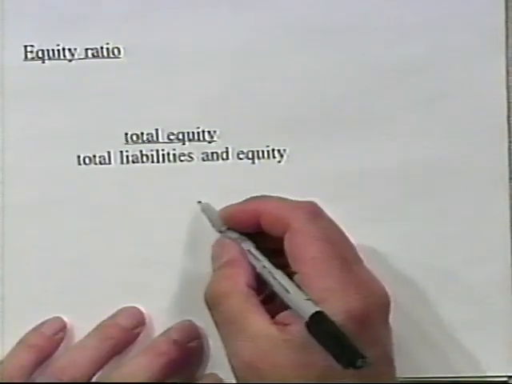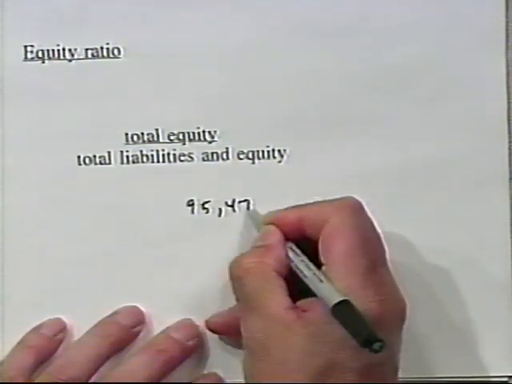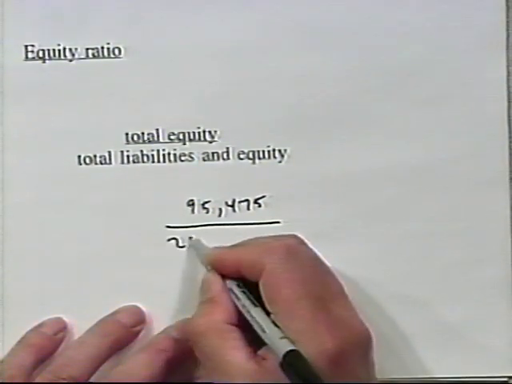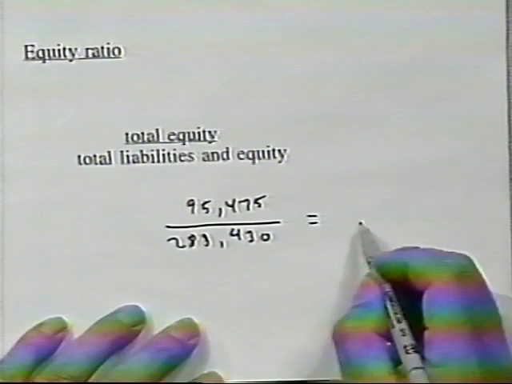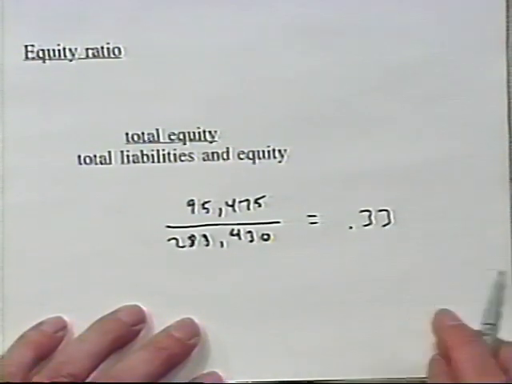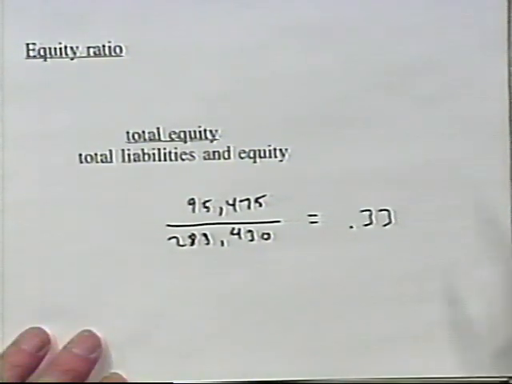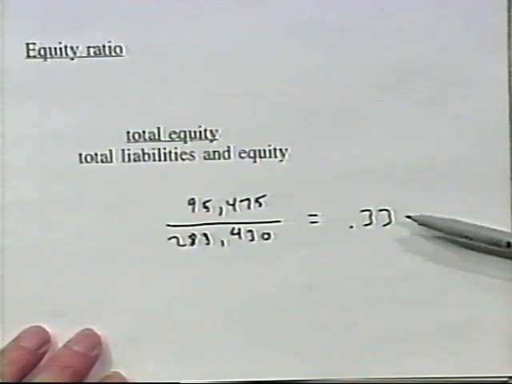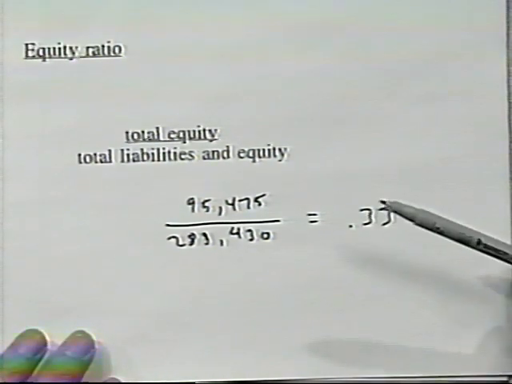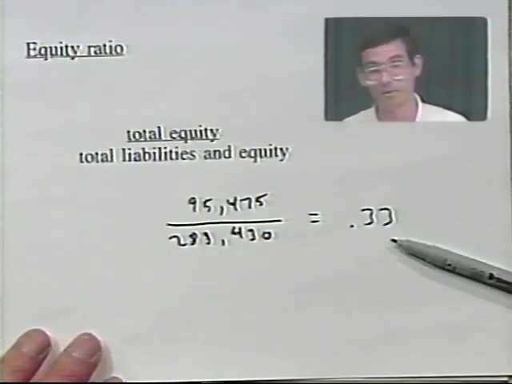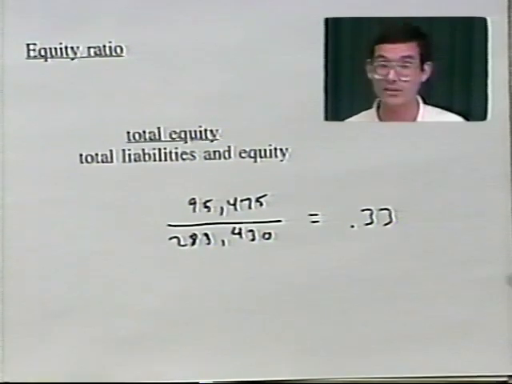So our ratio is 95,475 over 288,430, which is equal to 0.33. So this says that only a third of the value of the company, the total of liabilities plus equity, comes from equity. 2/3 doesn't. And that's high.